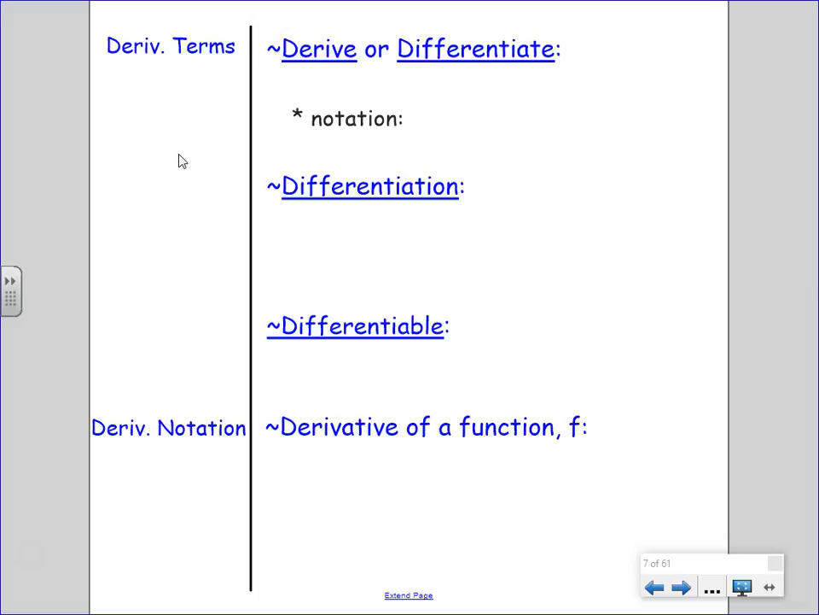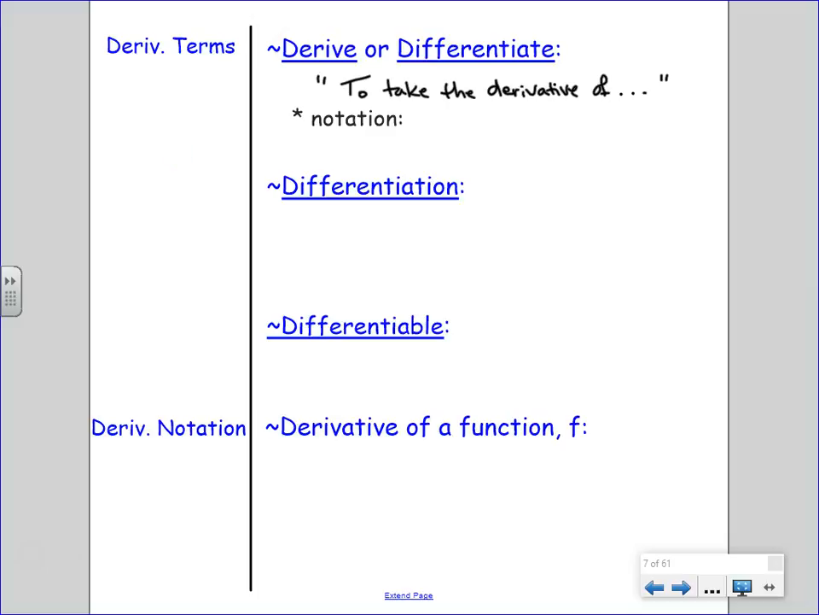Derivative terms. We have derive or differentiate. What do they mean? To take the derivative. To derive, just think, calculus is driving me crazy, right? So if you're driving on the road. Derive is a verb. What's it mean? To find the derivative. Differentiate is a verb. It means to take the derivative, okay? So to derive, to differentiate, they both mean the exact same thing in the sense of you're taking a derivative.